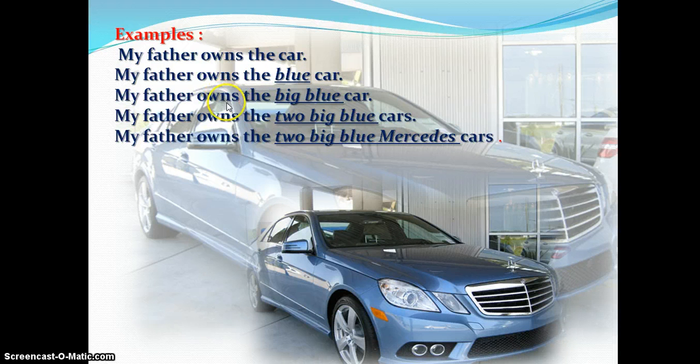Now the next example adds one more word to it. My father owns the big blue car. So the word big adds even more meaning to the word car, because it says what kind of car, the size of the car my father owns. It's not a small one, it's a big blue car. Now my father owns the two big blue cars. Now we've added to it to tell the reader how many cars, how many big blue cars my father owns.